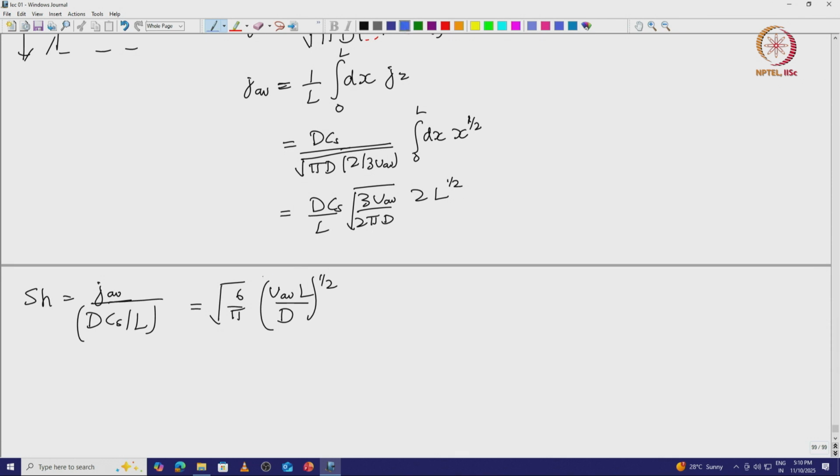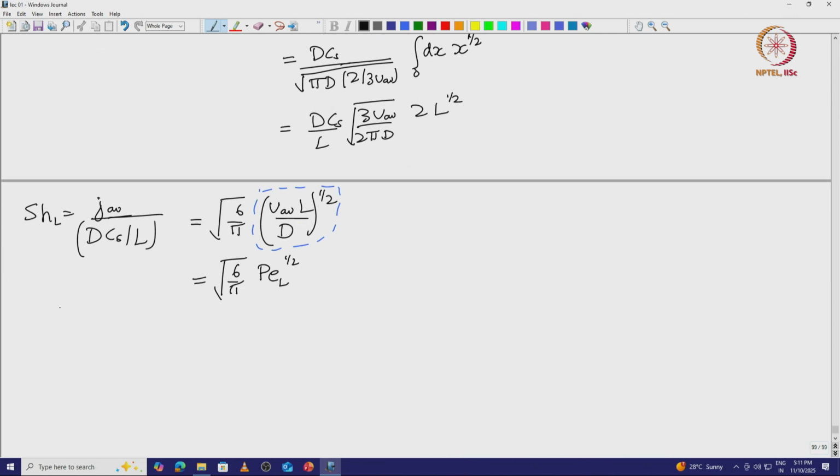This term here is what is called the Peclet number, the ratio of convection and diffusion for mass transport. This Peclet number is defined in terms of the length scale L, the total length of the film, under the assumption that the penetration depth is small compared to the height. So, this will give you root of 6 by pi times Pe_L to the half. This Sherwood number is also based upon the total length L, so it can be used for determining the correlation between the Sherwood number and the Peclet number.